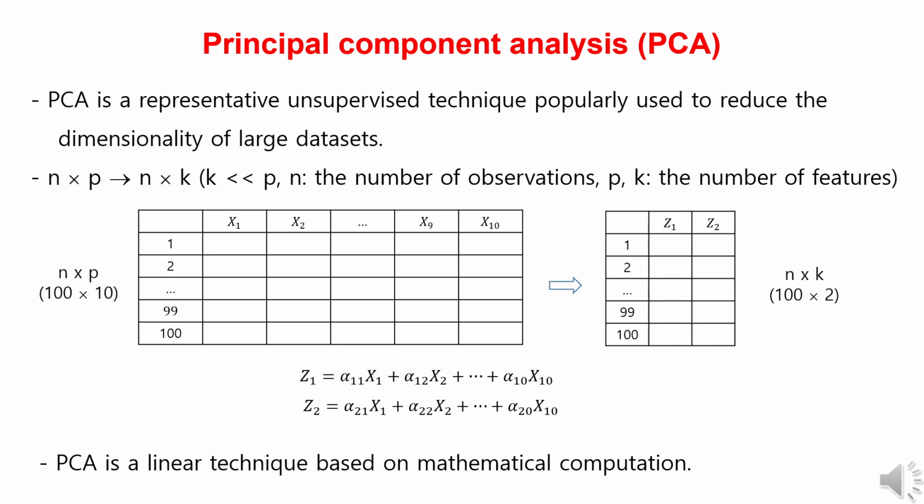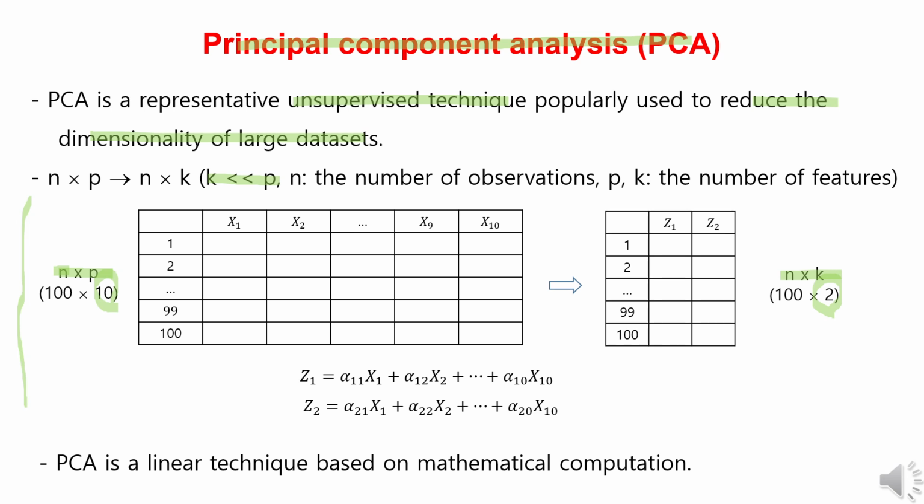One method to compress data is principal component analysis. PCA is a widely used unsupervised learning technique for reducing the dimensionality of large datasets. As shown in this slide, suppose we have a dataset with n samples and p features, represented as an n by p matrix. PCA can reduce the number of features from p to k, where k is smaller than p. For example, if the data has 10 features, PCA can reduce them to 2 features.